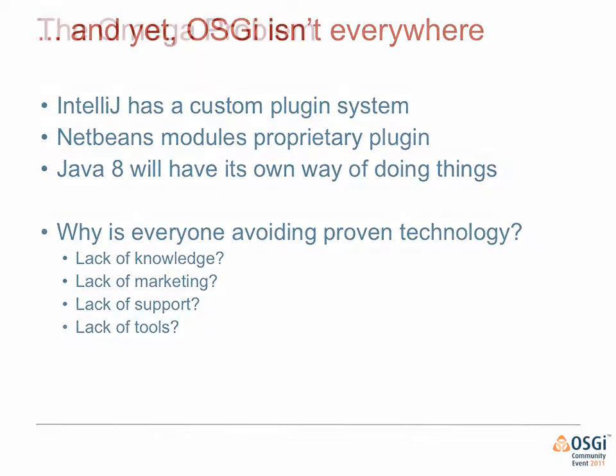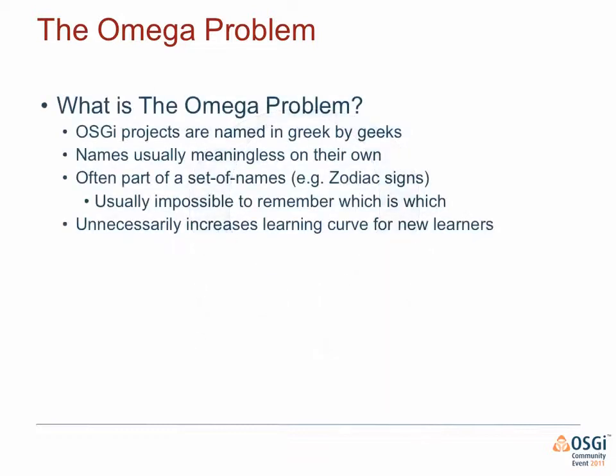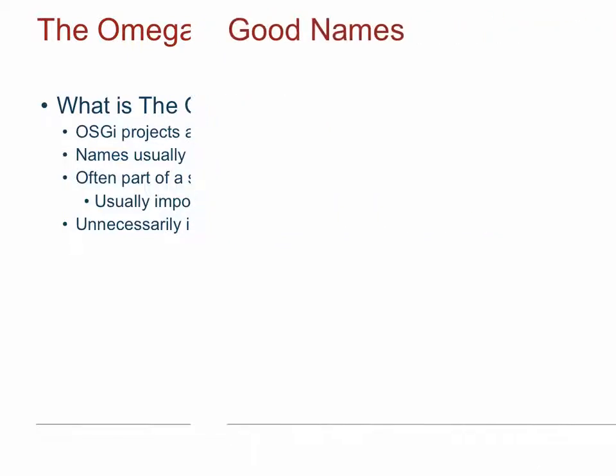Well, I think one key problem holding things back is called the Omega problem. And the Omega problem is the fact that OSGi projects are named in Greek by geeks. The names themselves are usually meaningless on their own. They could be part of a set, like members of the Zodiac, or it could be based on Greek letters. But the key problem is that they don't usually stand out and explain what the project is. So when you're trying to sell this to someone and say, oh yes, you need to download Eclipse Virgo, or you need to download Apache Karaf, it's very difficult for them to actually know what it is that they're downloading, and this unnecessarily increases the learning curve for new learners.